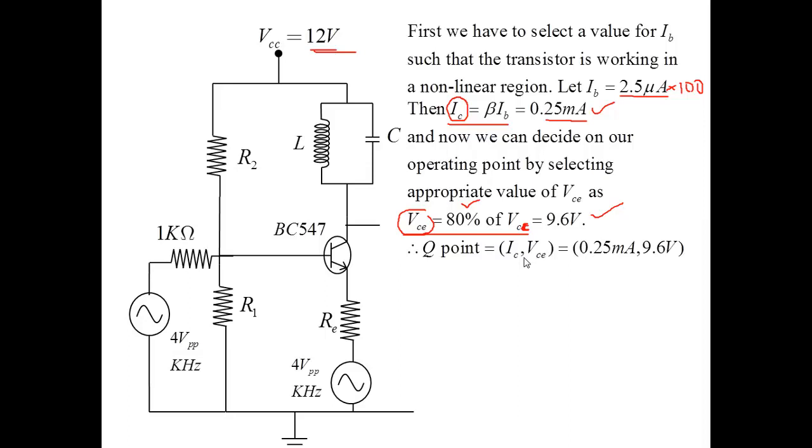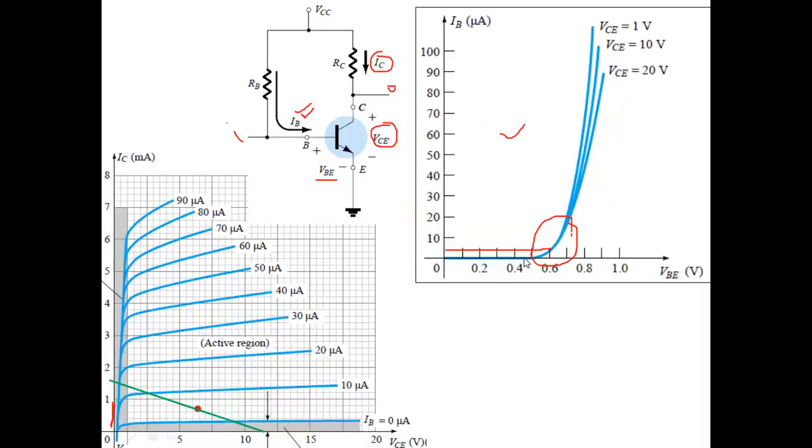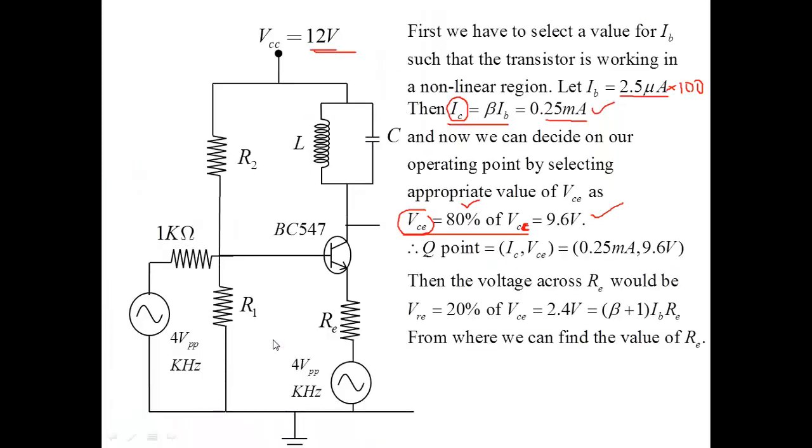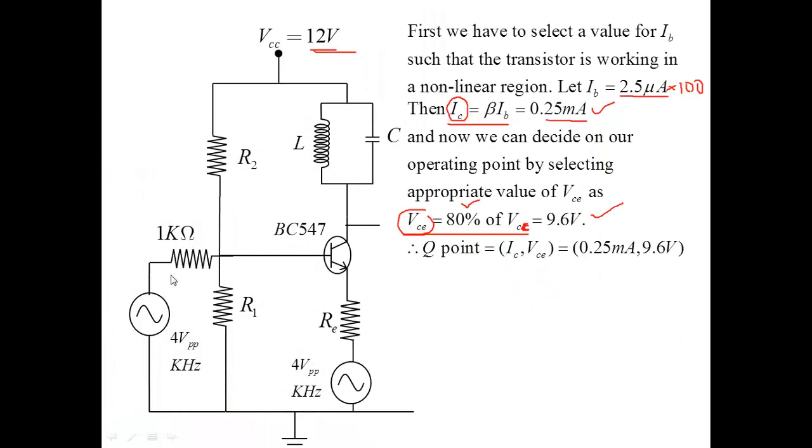So the Q point, again let me remind you, the Q point will help us. This red point is the Q point, and the fixation of that will help us to set the biasing of the transistor. So now the Q point is here. For any additional IB value that is going to flow, we are going to have nonlinearity. So for any additional value of IB that is going to flow because of this voltage source, we'll have an extra current IB, which will give us a nonlinearity.